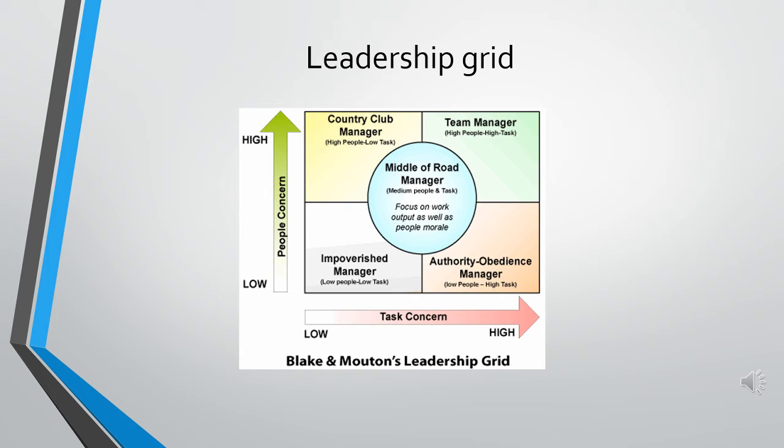This is a leadership grid, which demonstrates 5 of the major management styles and where their highest level of concerns lie in regard to decision making.